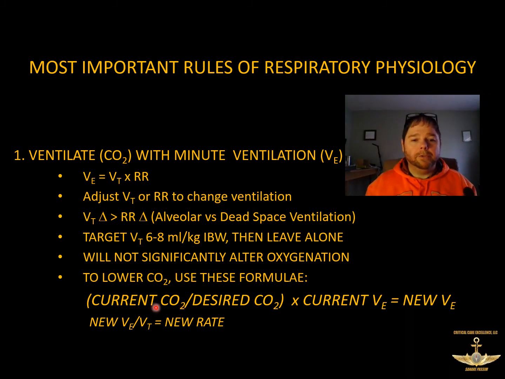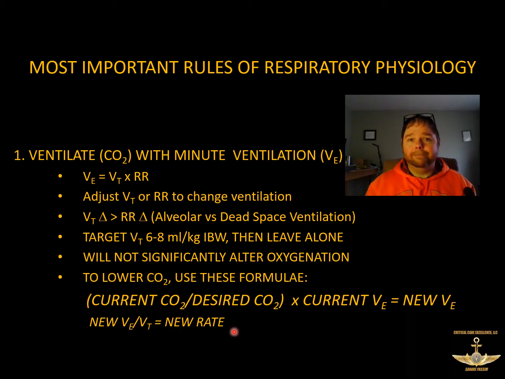So take your current CO2, divide that by your desired CO2, in other words, what you want to get your CO2 down to. Presumably you want it to be normal, and multiply that number times your current minute ventilation. That's going to give you what your new minute ventilation should be to reduce your CO2 by that much. And since we know we're almost always going to leave the tidal volume alone once it is set appropriately, to find your new respiratory rate, you would take this new minute ventilation, divide it by your tidal volume, and that's going to give you what your new rate should be.